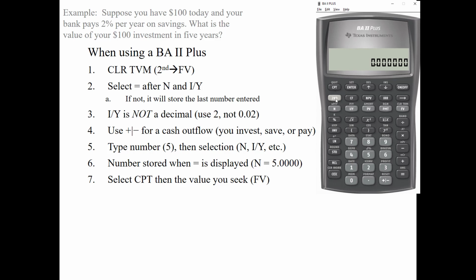So the first thing we do is hit second. And right above FV, you will see a clear TVM. And we hit that button. And that's going to clear all the values that are stored for these 5 different things.